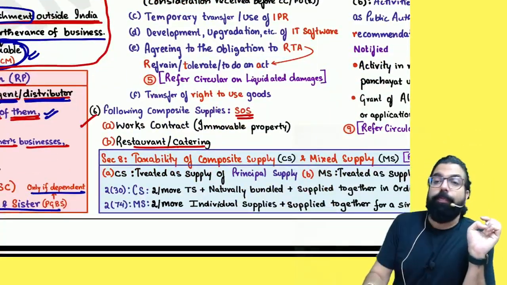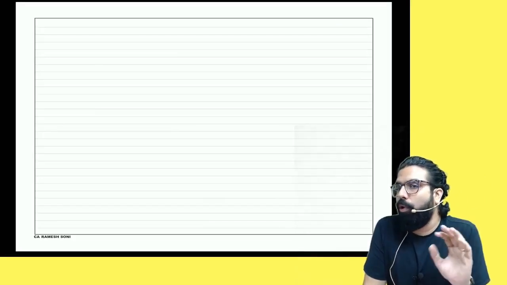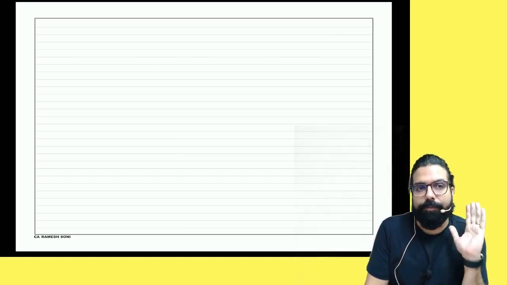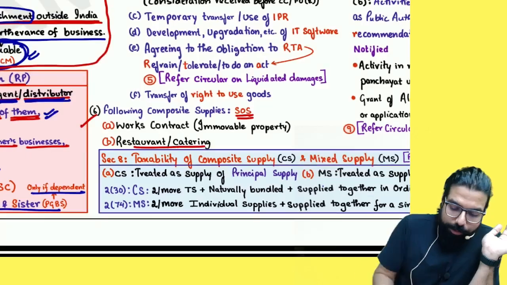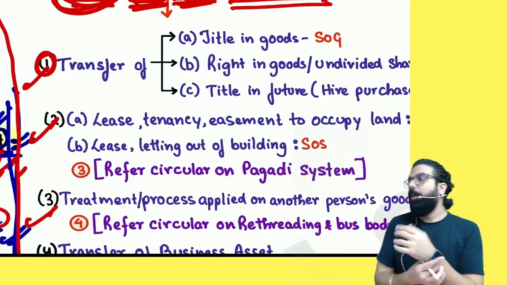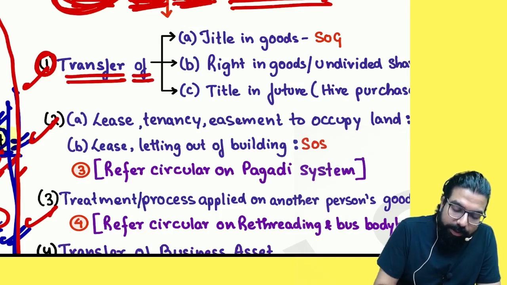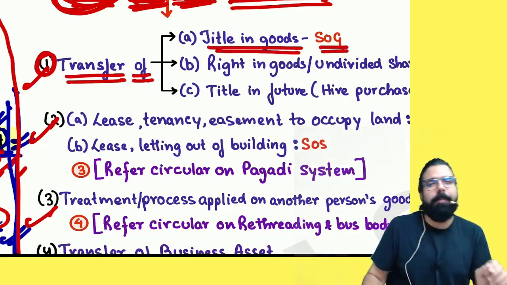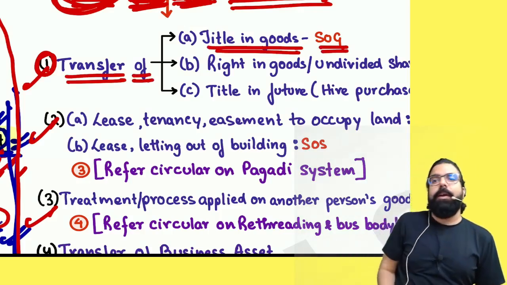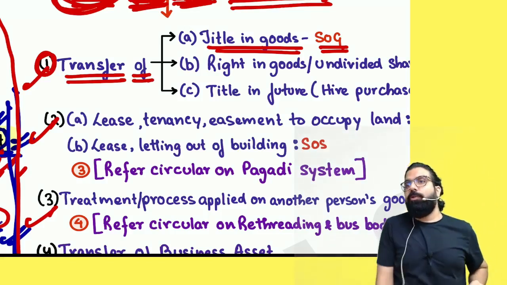Right, everyone? So in Schedule 2, are we going to learn something else, or just whether something is supply of goods or supply of service? That's it. In Schedule 2, the first paragraph talks about transfer. It says, if you transfer title in goods, it is always supply of goods. What do you mean by title in goods? Ownership.